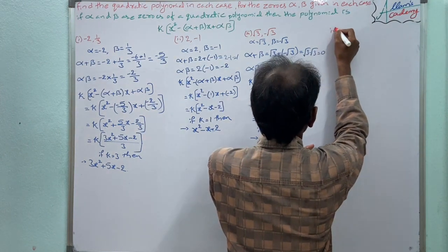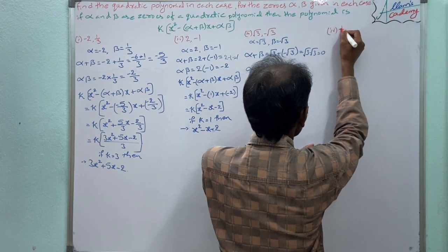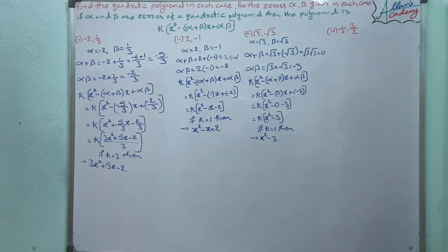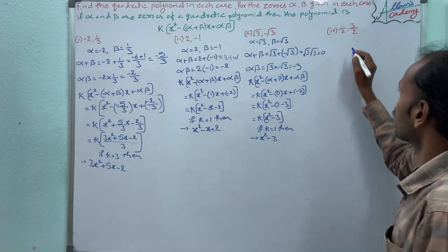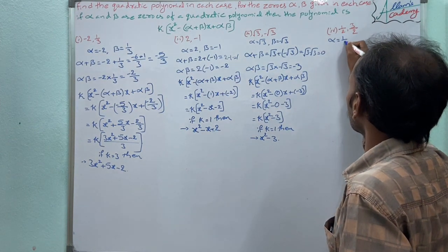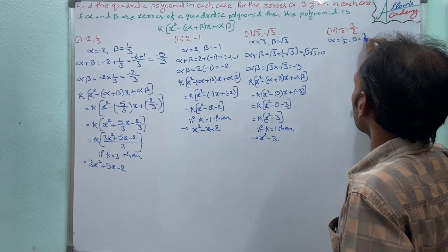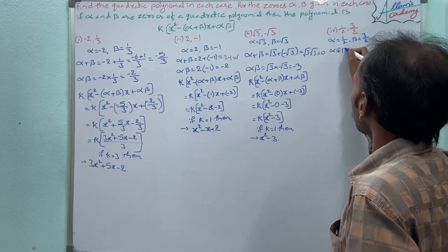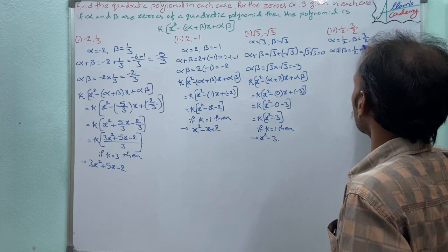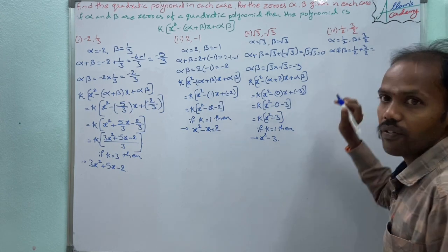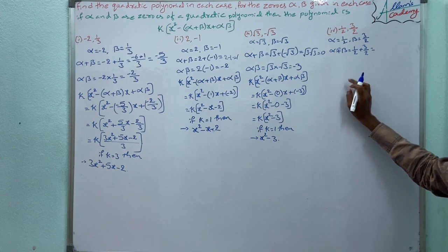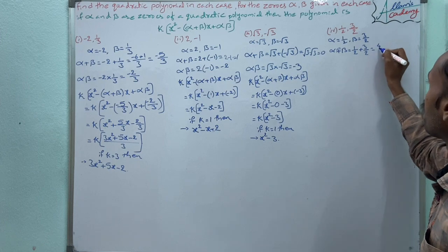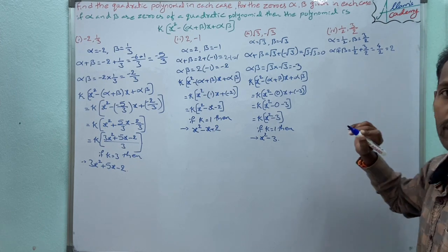Next, let us observe the zeros 1 by 2 and 3 by 2. If the zeros of the quadratic polynomial are 1 by 2 and 3 by 2, then alpha equals 1 by 2, beta equals 3 by 2. So the sum of the zeros, alpha plus beta, equals 1 by 2 plus 3 by 2. They are like fractions because their denominators are equal, so directly we can add the numerators. 1 plus 3 equals 4. 4 by 2 is nothing but 2.